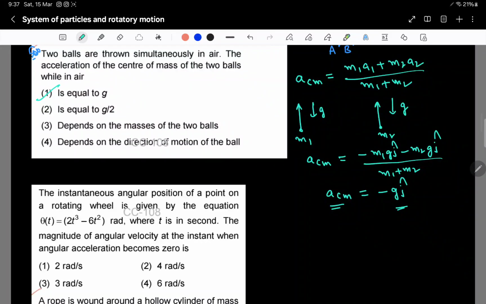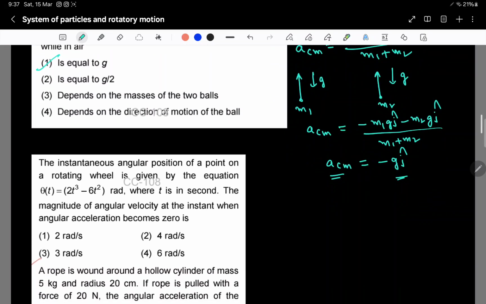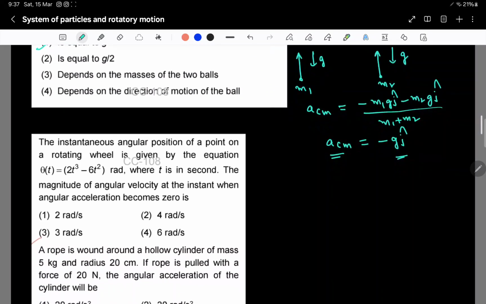Next. The instantaneous angular position of a point on a rotating wheel is given. Angular displacement is given, students: theta equal to 2t cube minus 6t square radians. The question here: the magnitude of angular velocity at the instant when angular acceleration becomes 0.